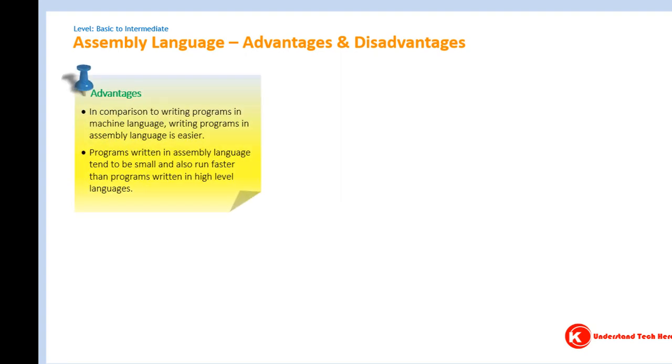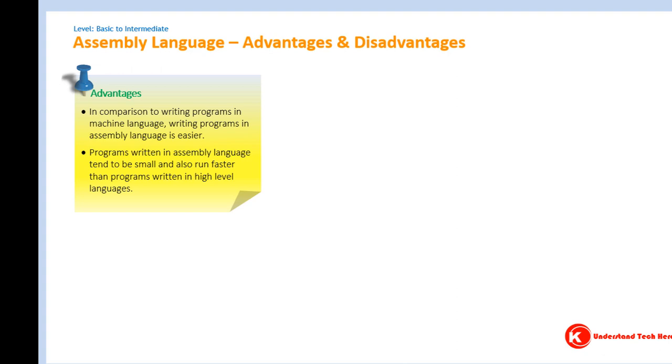Now, let's go to assembly language. Advantages: in comparison to writing programs in machine language, writing programs in assembly language is easier. Programs written in assembly language tend to be small and also run faster than programs written in high-level languages.